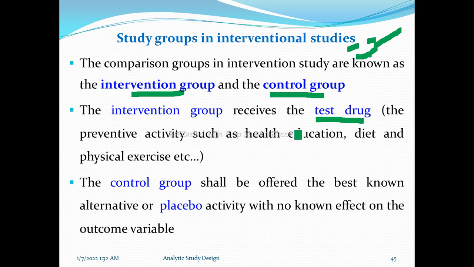So the intervention group receives the test drug, or for instance preventive activities such as health education, diet, physical exercise. Maybe the investigator makes the intervention group do physical exercise daily, but the control group will not do physical exercise daily. So this is also a difference. So not only education or that, but also medication. The control group shall be offered the best known alternative or a placebo activity with no known effect on the outcome variable.